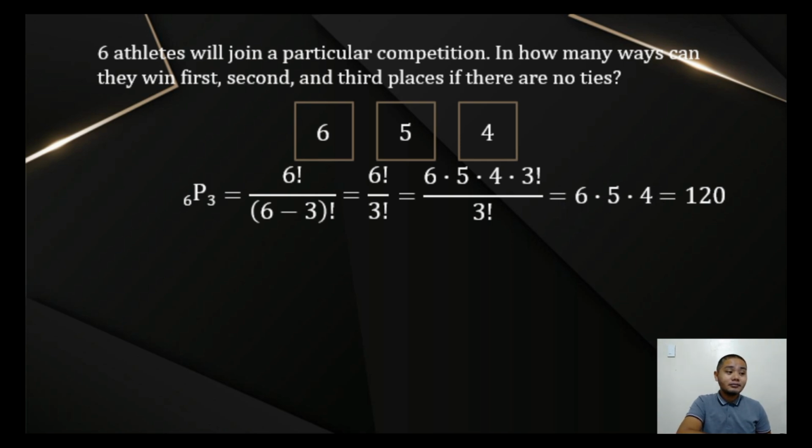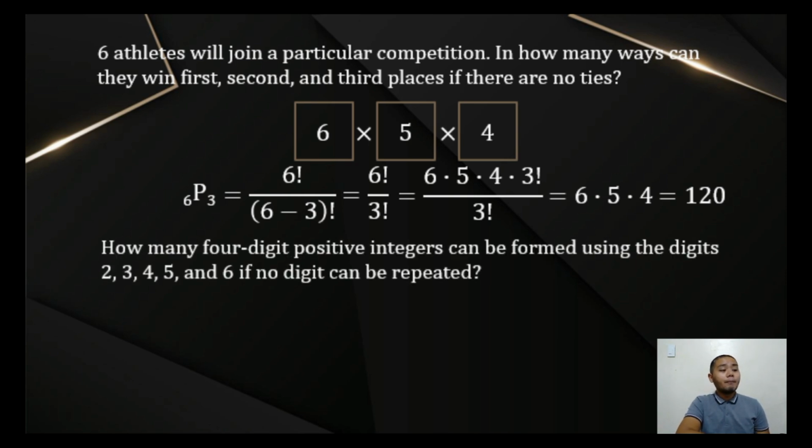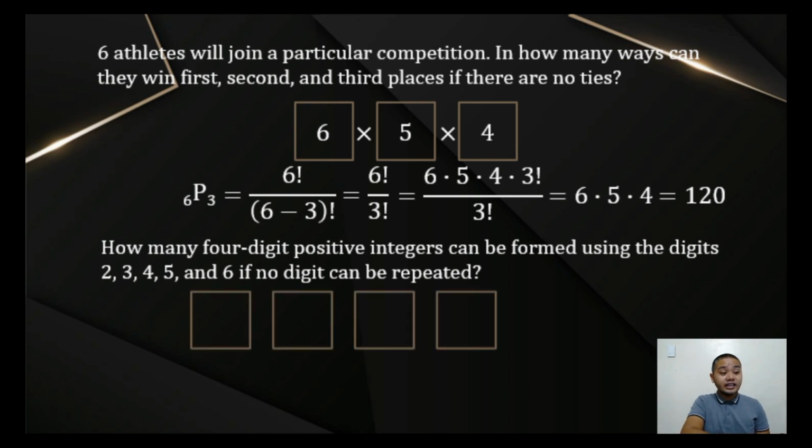Fourth question. So, we have here, how many 4-digit positive integers can be formed using the digits 2, 3, 4, 5, 6 if no digit can be repeated? Dito sa fourth question na 'to, ang gagawin ko na lang is boxes. Ilan yung digits natin? 2, 3, 4, 5, 6. So, 5 lang.